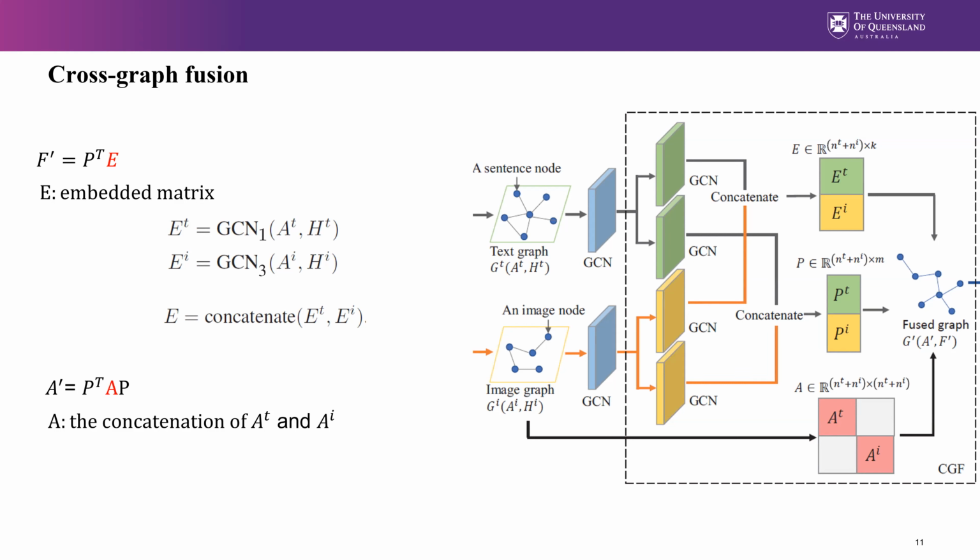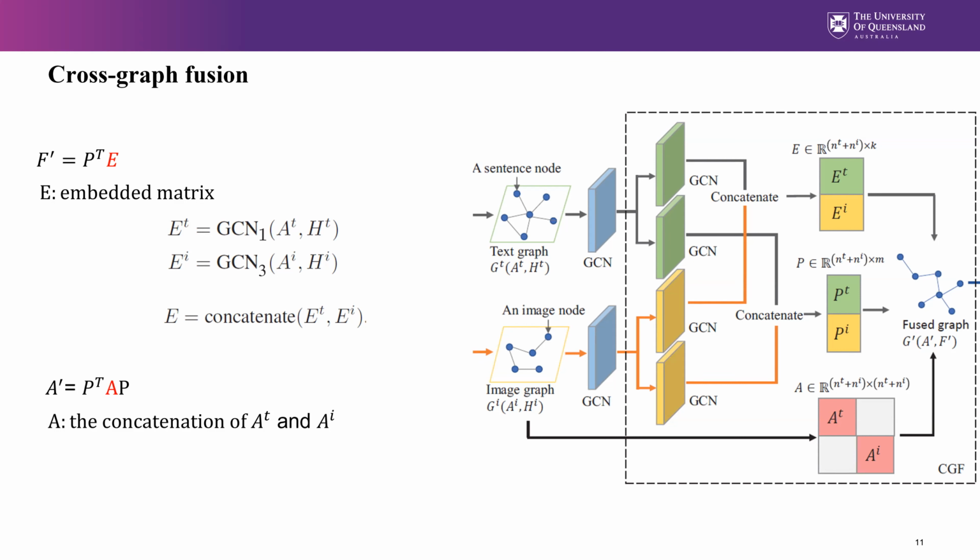The adjacency matrix A prime is computed from matrix P and matrix A. Here we already got the matrix P, but how could we get the matrix A? The matrix A is the concatenation of the matrices A_T and A_I along the diagonal, as we can see in the picture. And for the rest of the elements, we fill them with all 0.